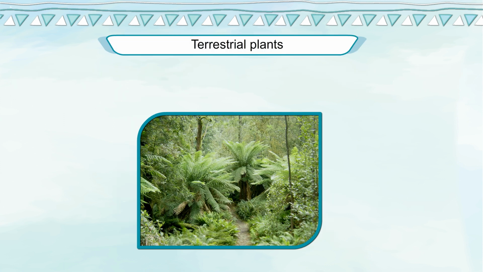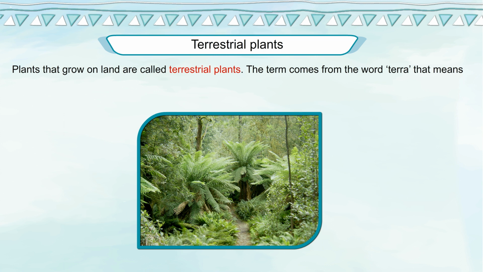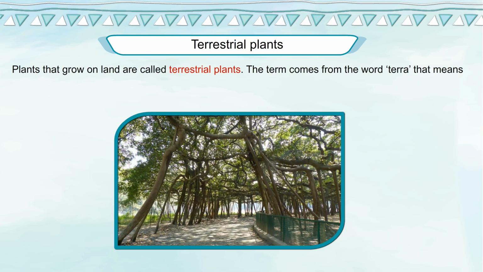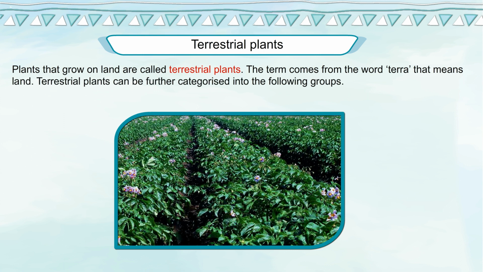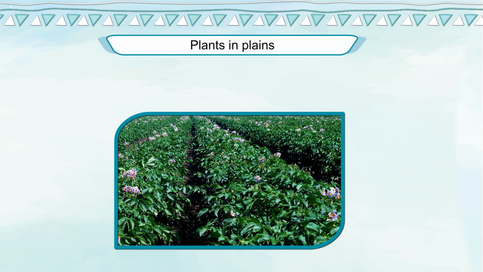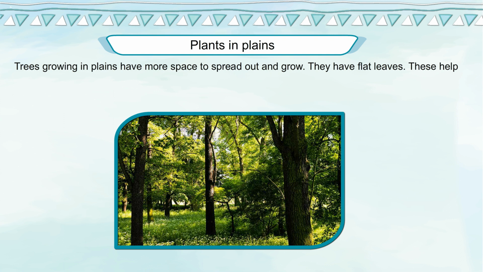Terrestrial plants. Plants that grow on land are called terrestrial plants. The term comes from the word terra, that means land. Terrestrial plants can be further categorized into the following groups. Plants in plains. Trees growing in plains have more space to spread out and grow.